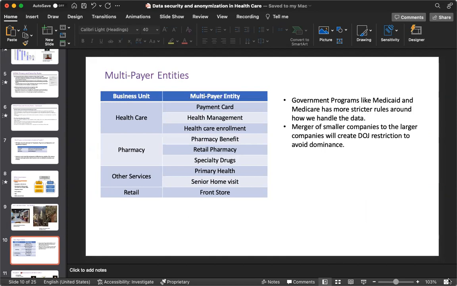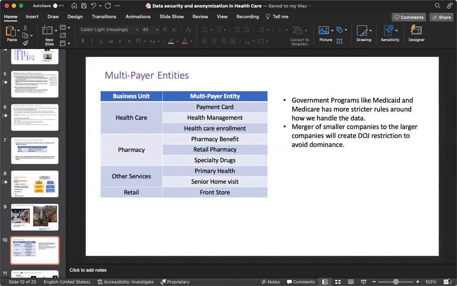When you look into the big companies, they have multiple lines of business. In healthcare, insurance is a major business. They may have payment cards, like PayFlex. When it comes to pharmacy, there is pharmacy benefit, retail pharmacy, and specialty drugs. There are other services, primary health, senior health, like a health hub. And also they will have retail.